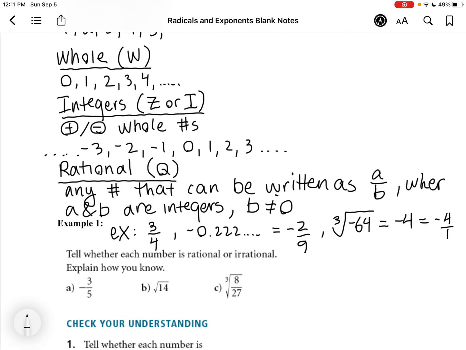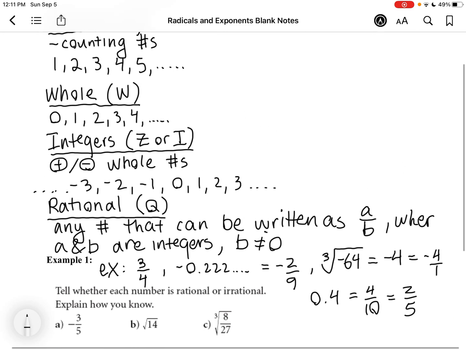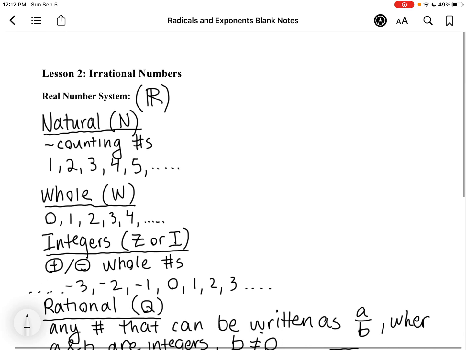What else? Oh, if you have a decimal that terminates, that ends, something like 0.4. Okay, 0.4 is 4/10, so you can write that as 4/10. And then, of course, reduced, this would be 2 over 5. Okay, all right, so those are the rational numbers. Irrational, I'm going to move up here because I'm running out of space. So irrational numbers.